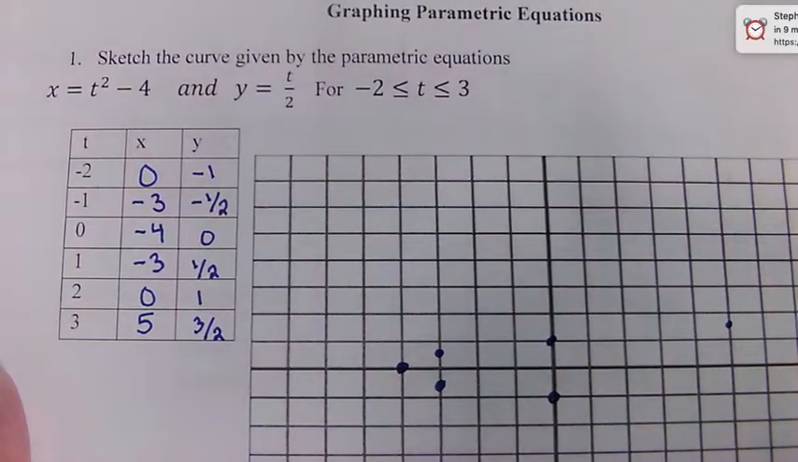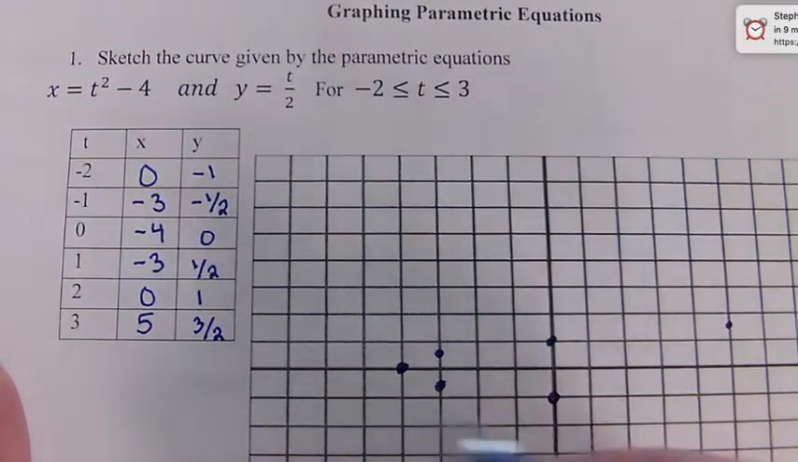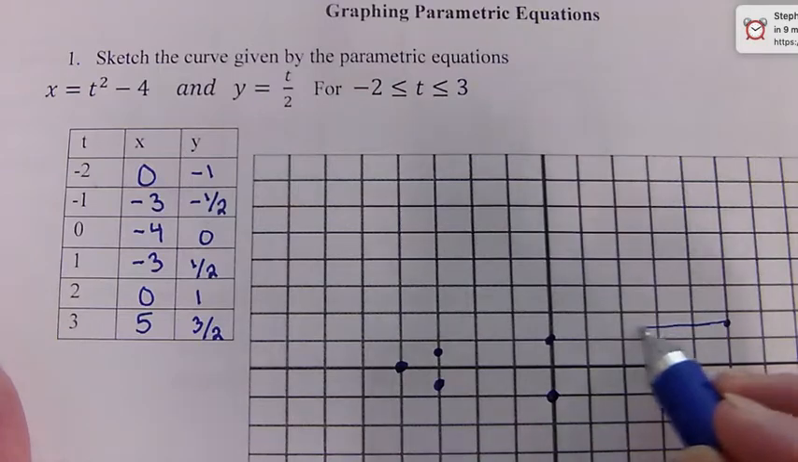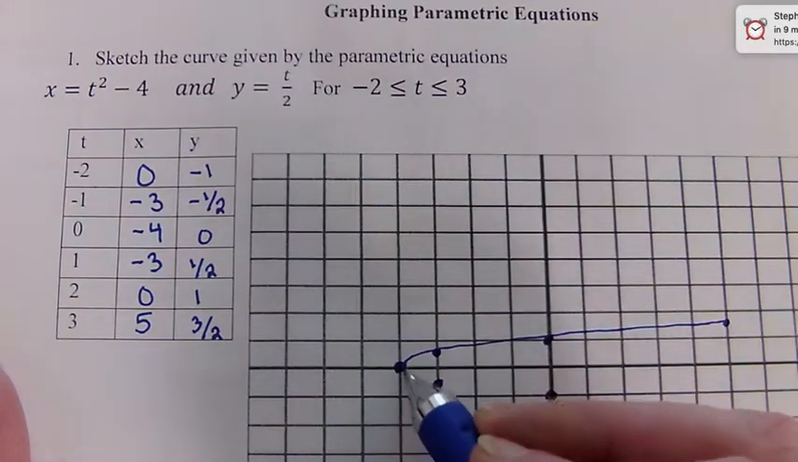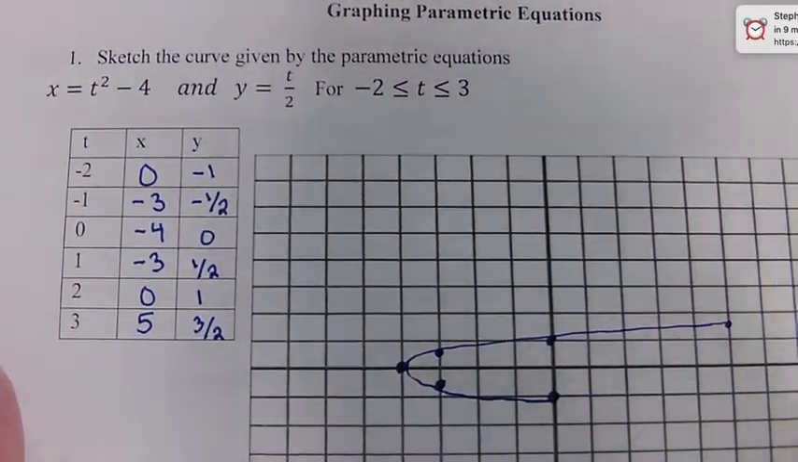So what does this look like we've got? It looks like almost a parabola, but it's kind of a sideways parabola.